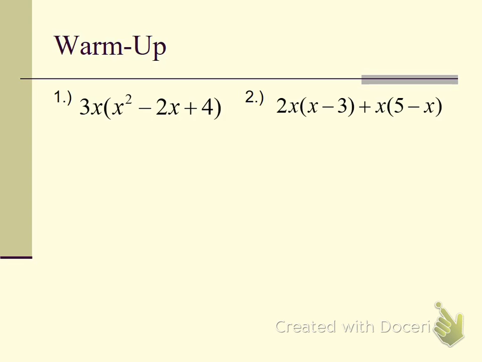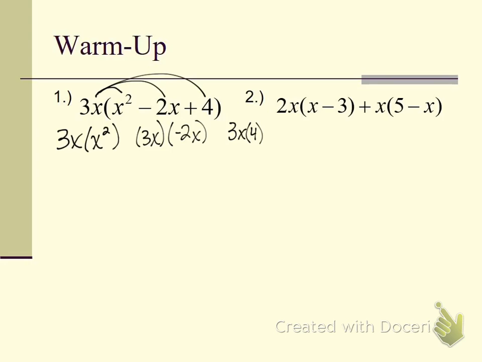What did we do yesterday? We distributed. So we had to distribute this monomial outside into everything inside the parentheses. So 3x got multiplied by x squared. 3x got multiplied by negative 2x, and 3x got multiplied by 4.